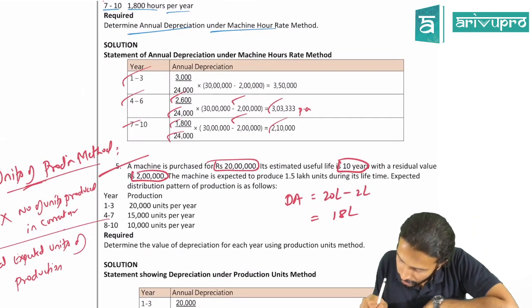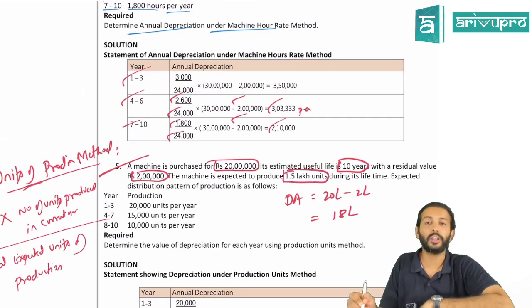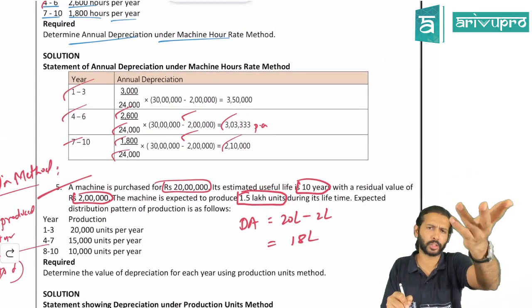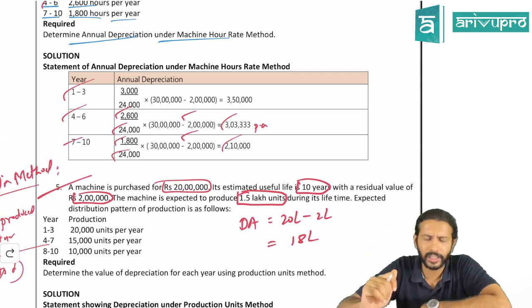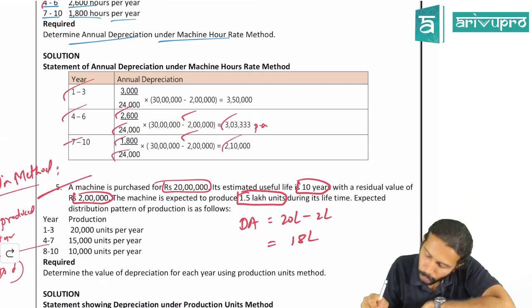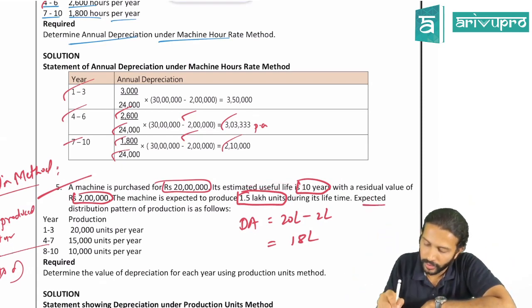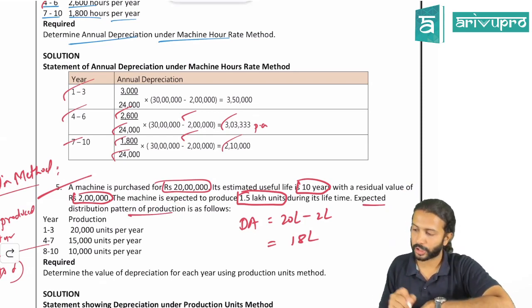Perfect. The machinery is expected to produce 1,50,000 or 1.5 lakh units. By buying the machinery, you generally use it for producing goods, right? So they are saying from this asset, totally I can produce 1,50,000 units. That is the expected number. All right. Expected distribution pattern of production is as follows.